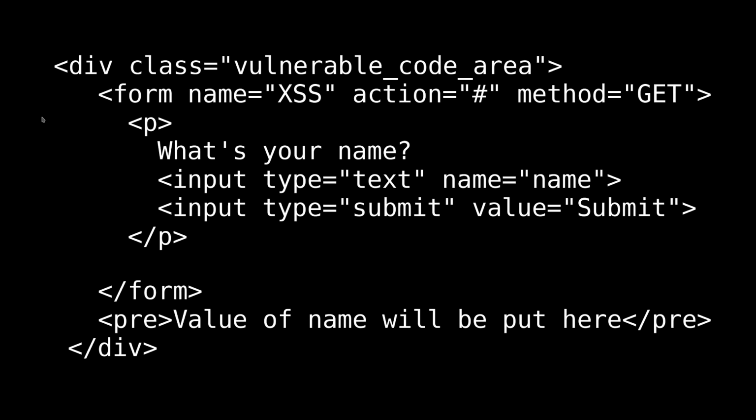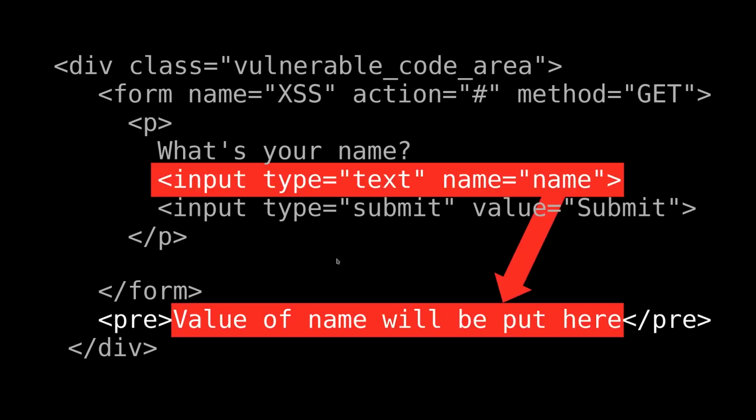If we take a look at the HTML code behind that one page, we'll notice that there is an input field right here. This is where you enter your name, in my case Arjen. When you click the submit button, the text from that input field is actually put into the element tree with the value of the name right there. So in my case it said hello Arjen.